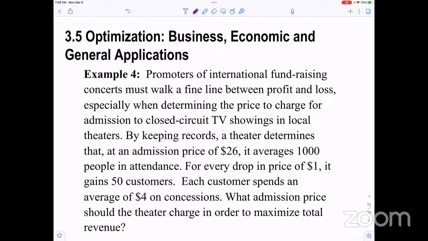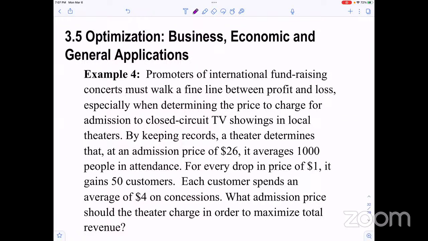So if X is 1, then now the price is $25, and we should gain 50 people towards the attendance, right? If it's 2, now the price is $24, and we should gain 100 people, right? So that's how we capture those two. And then for the concessions, we're still going to use that 1,000 plus 50x. It says each customer spends an average of $4 on concessions.